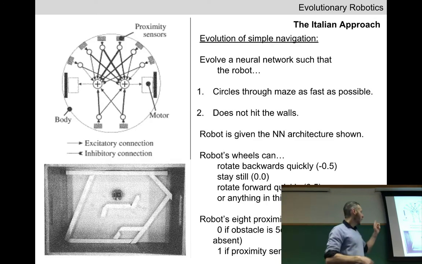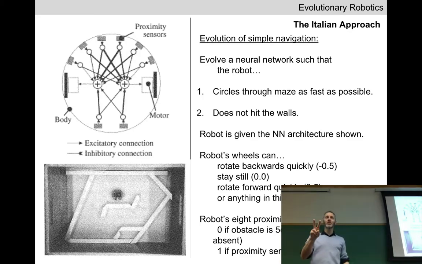We have the 2 wheels, so we're going to send 2 commands to the 2 wheels, negative and positive numbers. We're going to squash the range of the motor values. Remember our activation function. In this case, they squashed it to between minus 0.5 and plus 0.5. Minus 0.5 is the wheels spin backwards as quickly as possible. 0 is the wheels don't turn. Plus 0.5 is they spin forward as quickly as possible. We also have 2 proximity sensors on the back of the robot. So we have 8 sensors, 2 motors, and they're all connected up as follows.